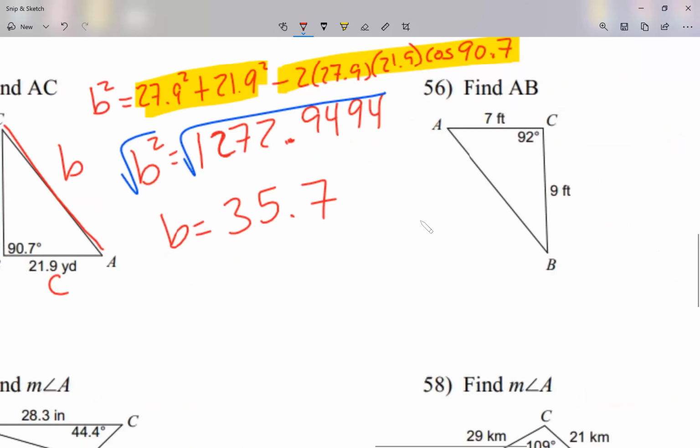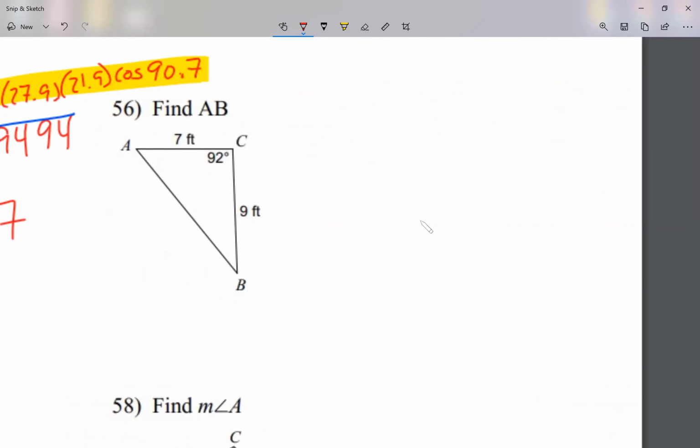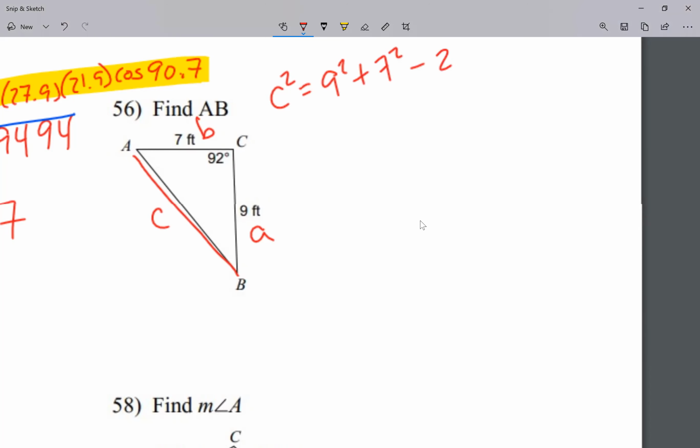Let's take a look at 56. All right, so I have side B, I have angle C, and I have side A. And I'm asking you to solve for AB, which is side C. So I'm going to use the first rule. So C squared equals 9 squared plus 7 squared minus 2 times 9 times 7 times cosine of 92.